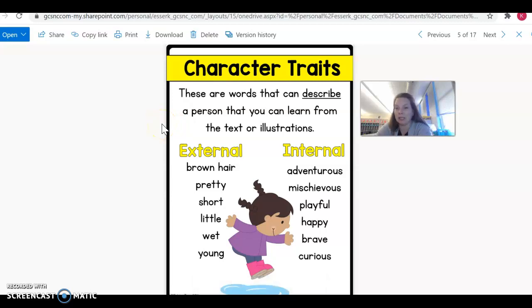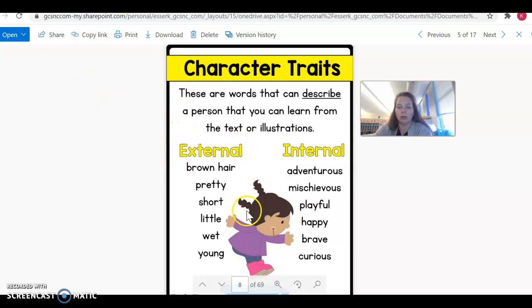So how do we get these character traits? We get these character traits by reading the story. We can also get the character traits from looking at pictures within the story and deciding how we could describe that character. So we can look at our characters in two different ways. We can look at them from the outside. So those are called external.